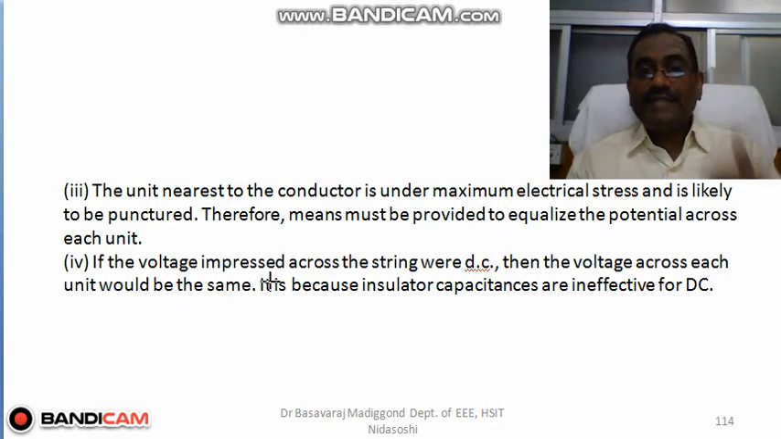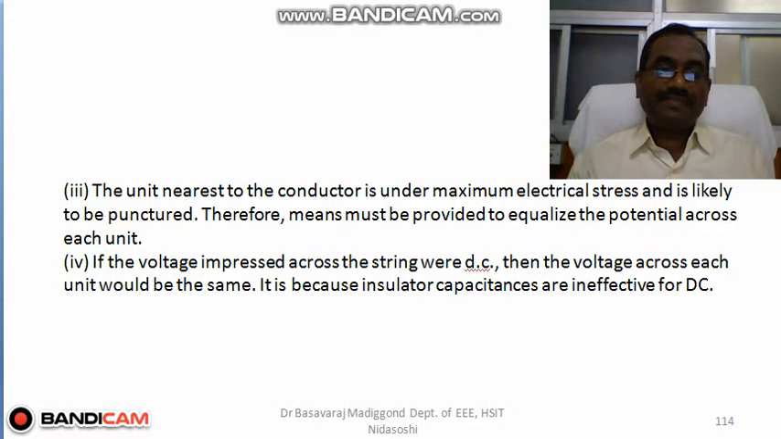If the voltage impressed across the string were DC, then the voltage across each unit would have been the same. Why? Because in case of DC, there is no question of capacitance. Therefore, if voltage is DC, then it would have been the same.